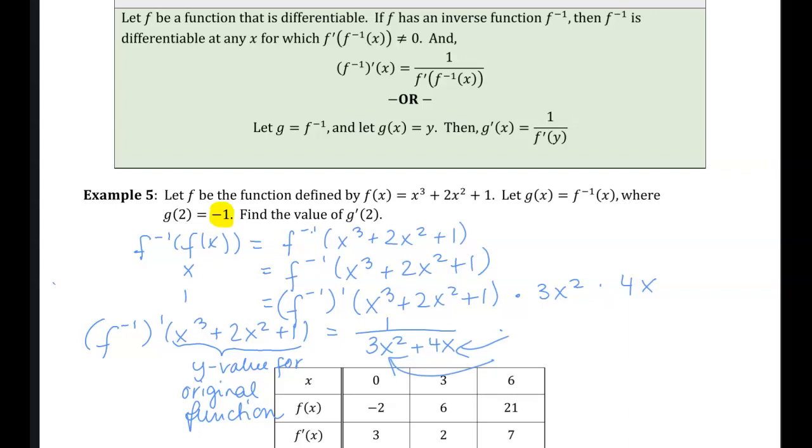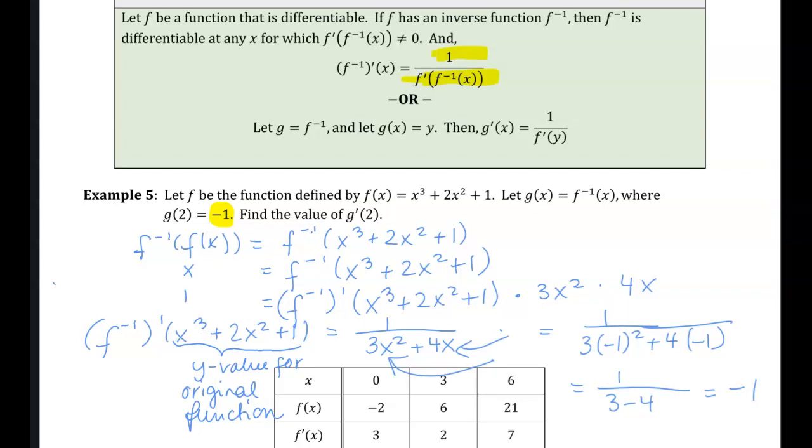So we have to plug in -1 in order to solve this, which is 3 times -1 squared plus 4 times -1, which we found earlier was 1 over 3 minus 4, or -1. So when we're looking at the formula above, where it says the derivative of the inverse function of x is equal to 1 divided by f prime of f inverse of x.